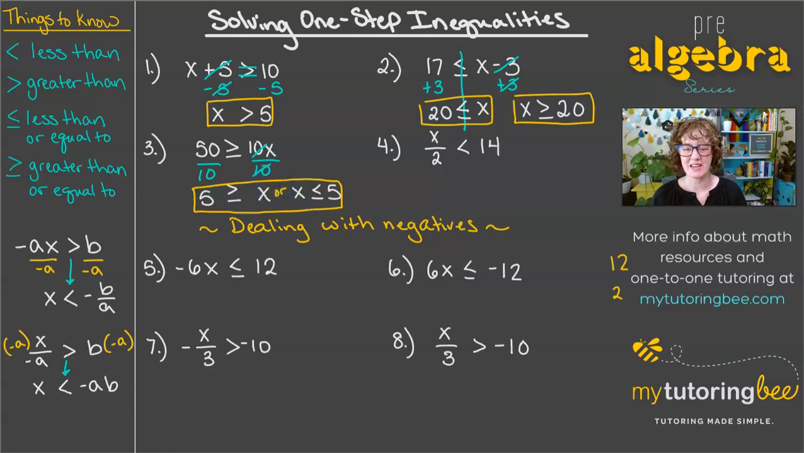All right, and then our last problem, x over 2 is less than 14. So remember, a fraction is just the same thing as division. So x divided by 2 is less than 14. So in order to undo that division of 2, we're going to multiply both sides by 2. That's going to cancel out here, leaving us with x is less than 28.